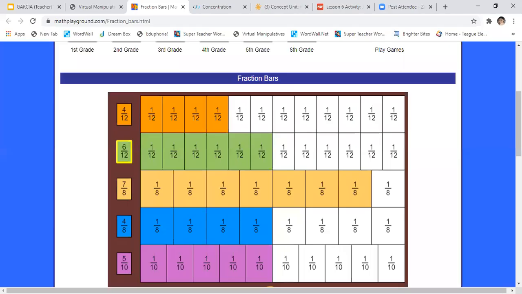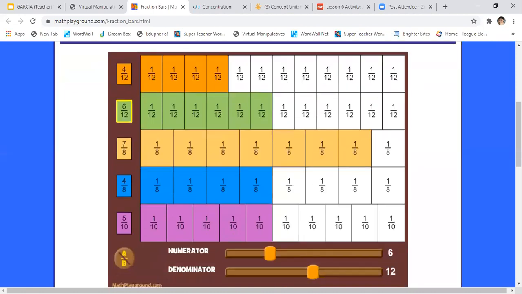All right, friends, so now I want to do some comparisons, but in a different virtual manipulatives page, just to show you that there are so many pages out there on the web where you can use fraction tiles, fraction circles, fraction bars. So this is a different looking one, and it's a little confusing, but I don't want you to get confused. What I do want you to focus on is the numerator and the denominator that you're going to be moving. You're going to be also looking at the top fraction, the top row, and then the second row.